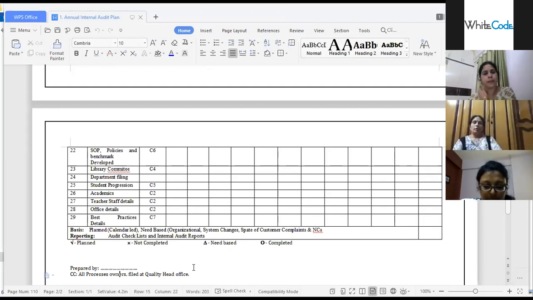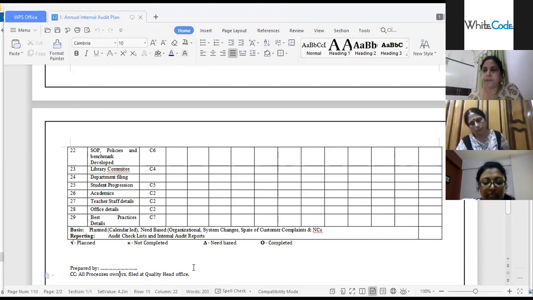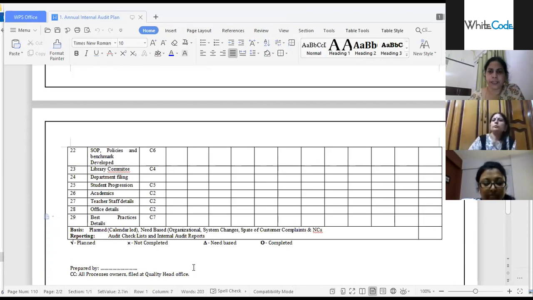So who has prepared this? Once you prepare it, you have to send these copies to all the process owners, because everybody should know which audit is happening when. Therefore they also will be ready for that particular process, for the audit which is going to happen. Are there any doubts to be discussed here, or shall we go for the next form?